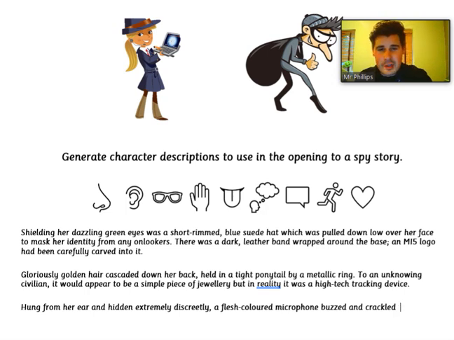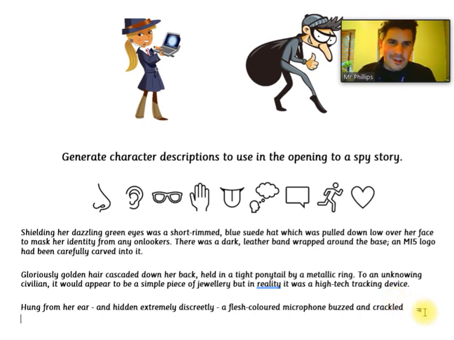So what I've done is I've changed it there from a look description to a sound description. Hung from her ear and hidden extremely discreetly, a flesh-coloured microphone buzzed and crackled. There we go. If you're running into a wall, think, right, I don't have to just describe it by looks. Again, I put commas around there to make it parentheses, and I could do dashes if I wanted to. I just added the 'and' in there because I thought it worked better. Hung from her ear and hidden extremely discreetly, a flesh-coloured microphone buzzed and crackled. Whew! Managed to do it.